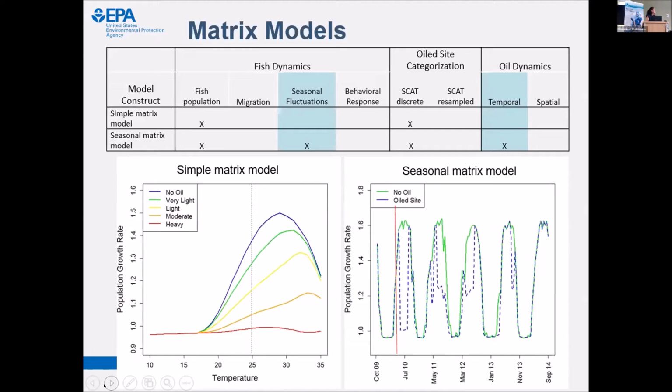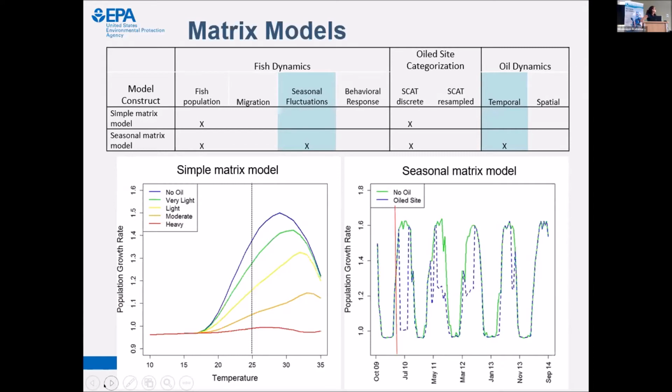The second panel is our seasonal matrix model. Here we compare the no oil in the green line with the oiled site at Bay Jimmy over time, the dotted blue line. The red line here is the timing of the Deepwater Horizon spill, and the summer following that event is where we see the most dramatic difference in population growth rates. The summers following that are also different in terms of how quickly the populations are growing, but it's relatively less severe. And by the time we're 4 years out, these look a lot more similar in terms of the population growth rate between oiled and unoiled populations.